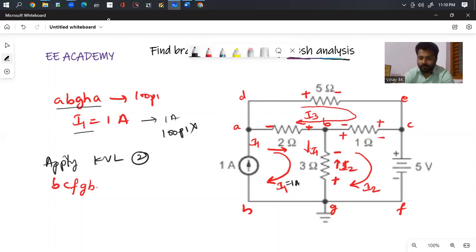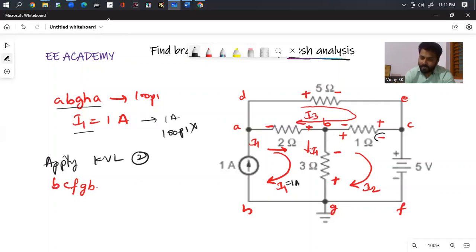So apply KVL. Before that, once again I repeat the steps. The steps are to give a name for the nodes or junctions. Once after giving the name, give loop direction along with the current. Then mark the polarities based on the direction of the current. Then apply KVL by marking first polarity or second polarity. I am considering second polarity.